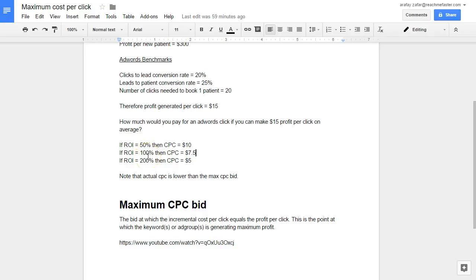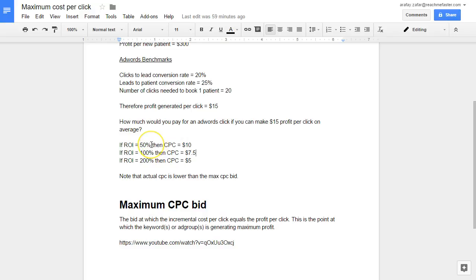And similarly, if your ROI is 200%, which is very aggressive, you can only bid $5 because you want so high ROI. So the best is to remain at 100%. That is a decent or very good ROI for most advertising campaigns, and it allows you to stay competitive, meaning that your bid is not so low that you cannot even get more than a few clicks. So at 100% ROI, you will get decent volume of clicks, and those clicks will generate 100% ROI.